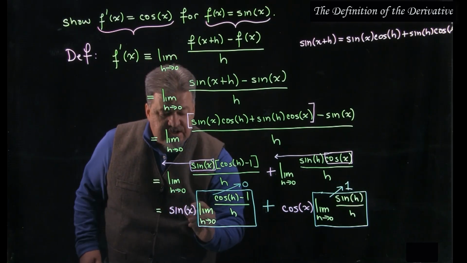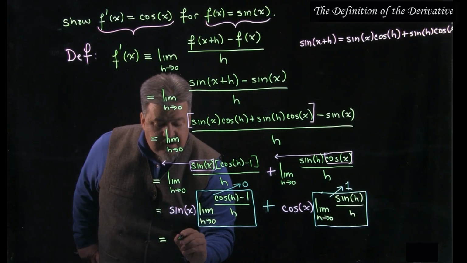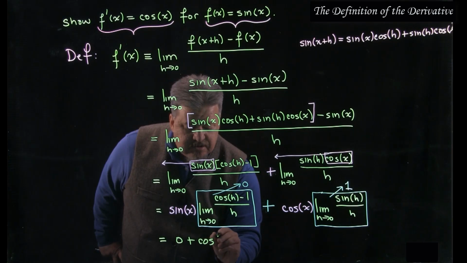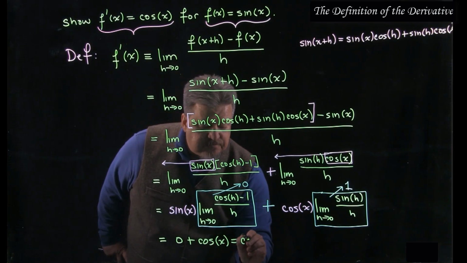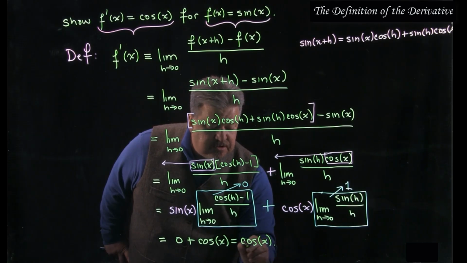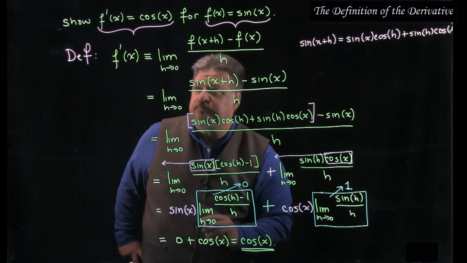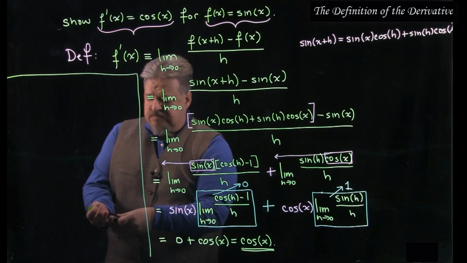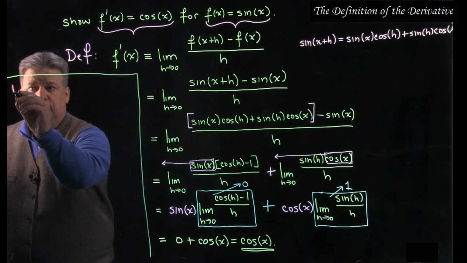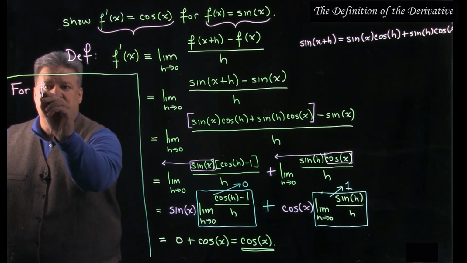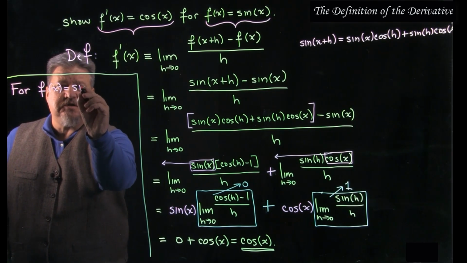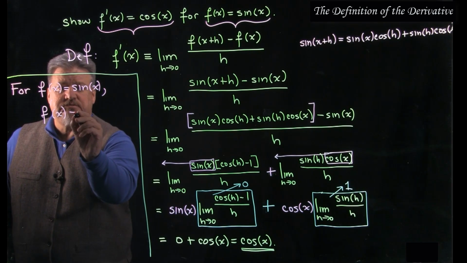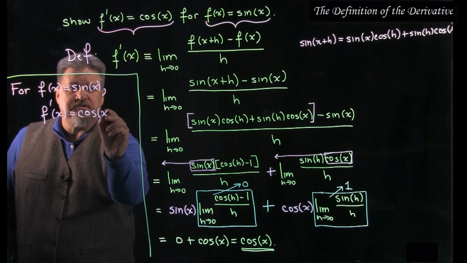Finally, we achieve sine x times 0 is 0. 1 times cosine x is cosine x. And we're finished with the limit process. So let's summarize and see what we've done. So, in summary, we've shown for f of x equals sine x, we've shown f prime of x is cosine x.